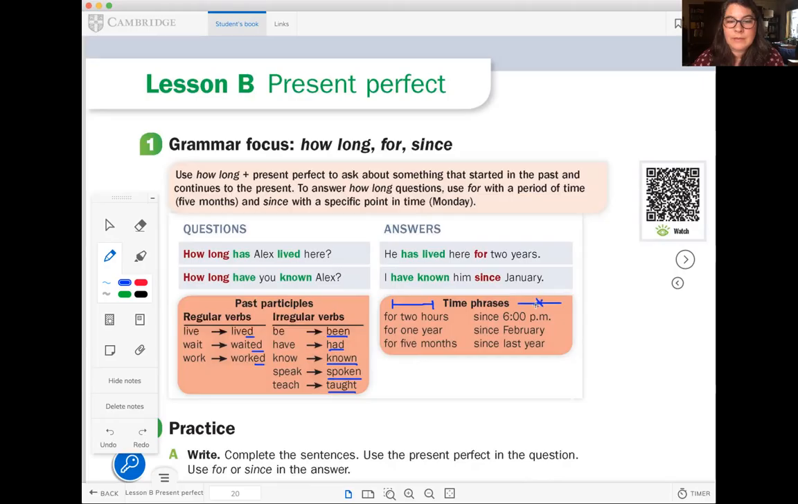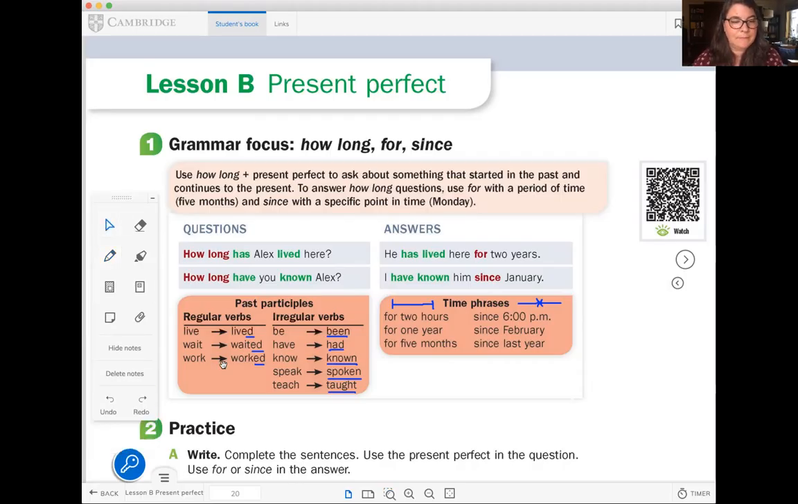That makes sense. Since 6 o'clock, since February, since last year, since I was born, since my birthday, since the party. It can be a point in time, like a date. Okay. All right, let's move down here.